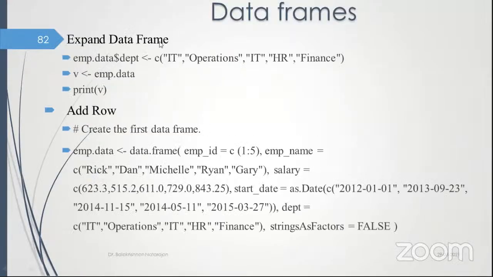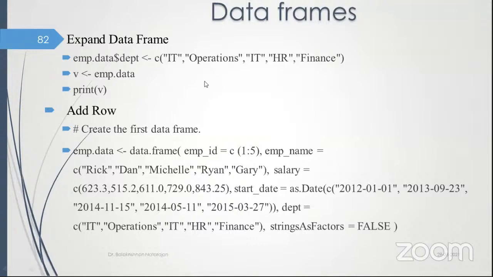In the previous emp data, the department is missing, so you can expand that using this command. I'm going to create a new field, department. Previously I had 5 employees, so 5 department values have to be mentioned. If I neglect to give the last one, finance, and only 4 values are given, it gives you an error. That is the restriction mentioned previously: you should have an equal number of values as rows.